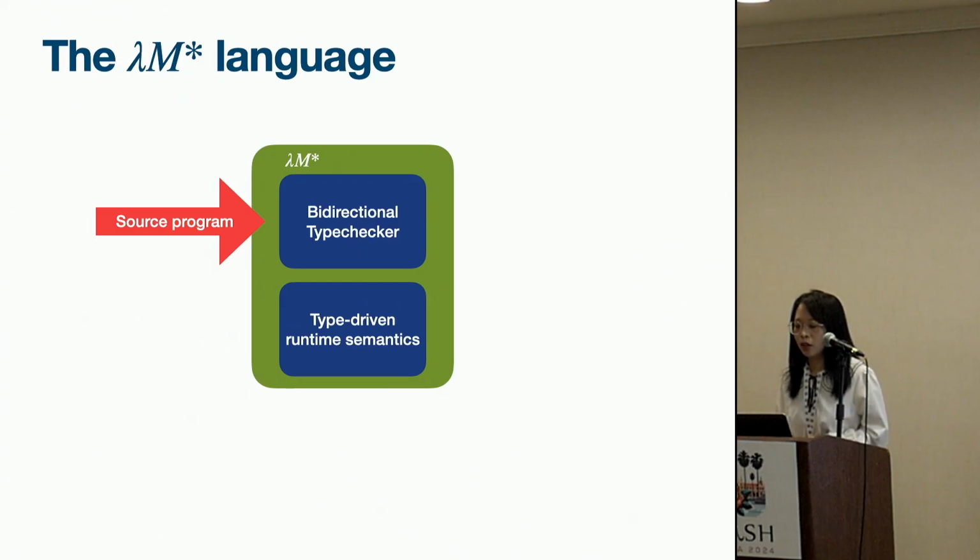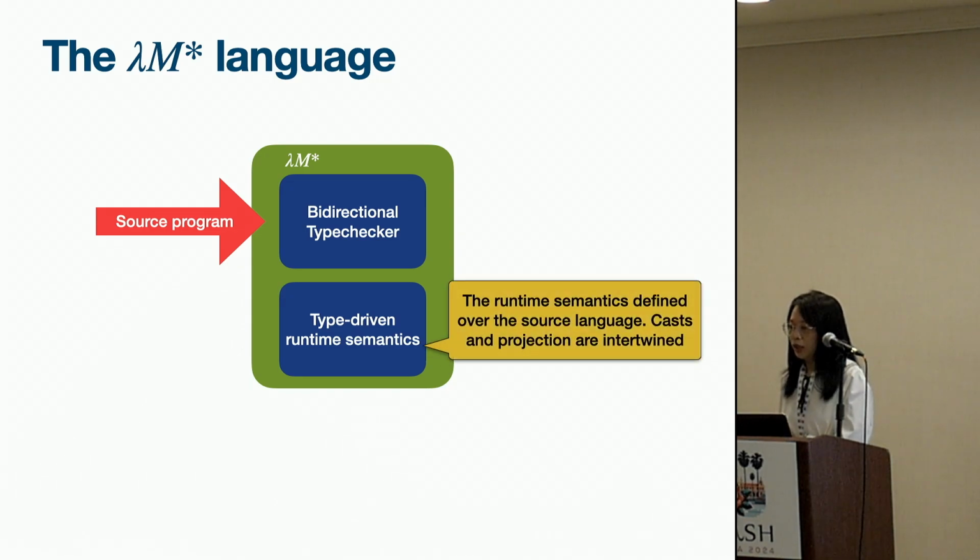So in this paper, we present lambda m star, where the static semantics and the runtime semantics are defined in the same language, where we don't resort to a class calculus or a target language. And we use a bidirectional type checker for the static semantics and the type-driven runtime semantics. The runtime semantics are defined over the source language directly. And the interesting thing is that cast and projection are mutually defined.